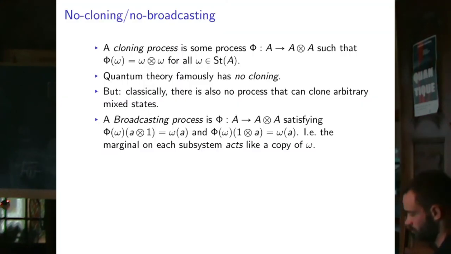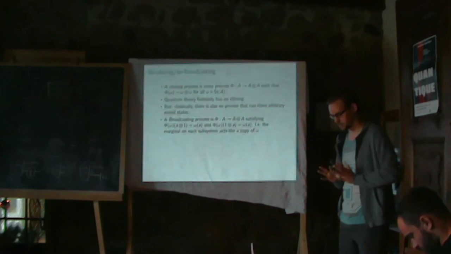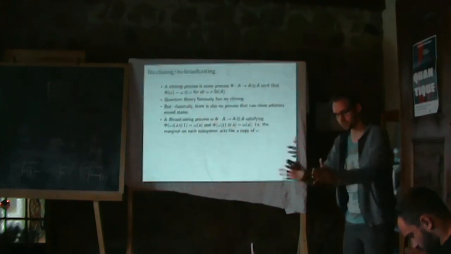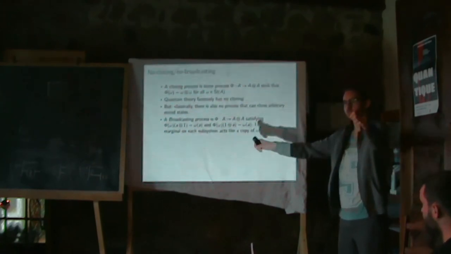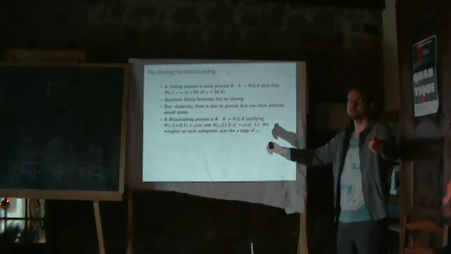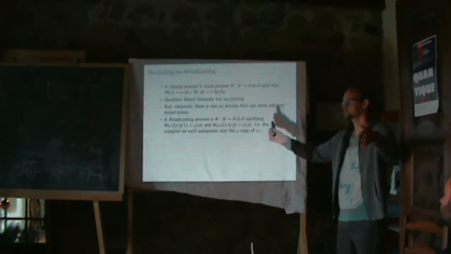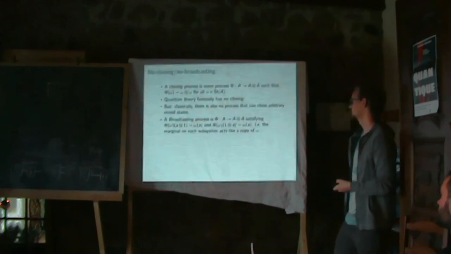A generalization of the cloning process is called a broadcasting process. So it's still a map from A to two copies of A, but now we say it must only look like my state omega if I don't have access to the other system. If I take my single system and broadcast it to two parties, each of these parties must agree that what you sent me was this state. But they can't communicate, so they don't see the whole thing.